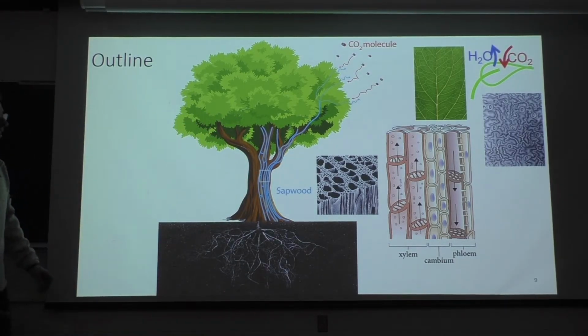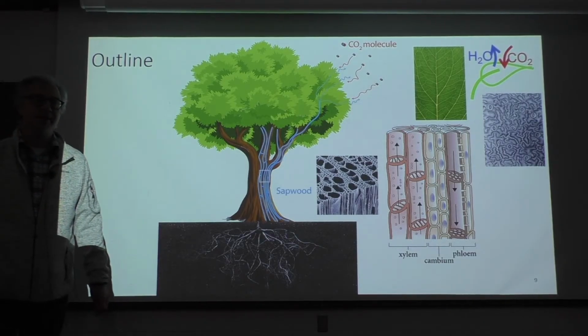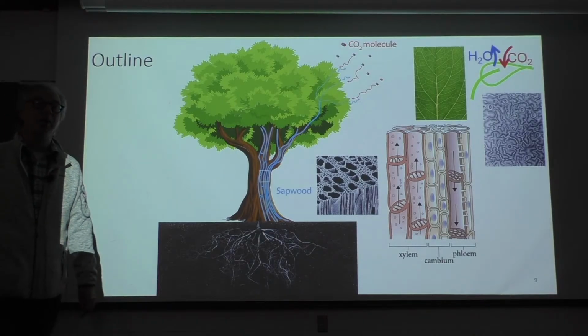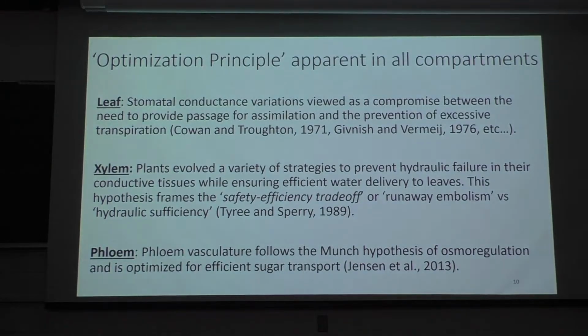So the argument in this talk is that each of those systems has an optimality principle behind it. And one of the holy grails in plant physiology is to come up with a holistic optimality principle that is able to recover all these other processes in these three compartments. So let's make a little bit of a review of what has been done in these optimality principles so far.